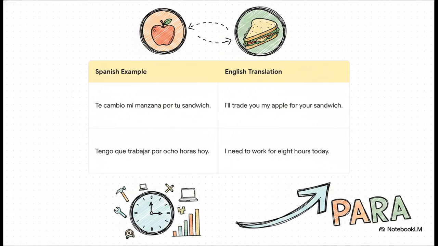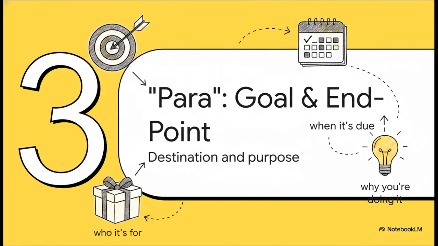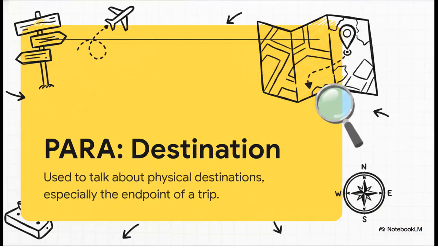Now that we've got the journey down with por, let's look at the destination with para. All right, time to shift gears and talk about para. So if por was the journey, para is 100% the destination. It's focused, it's direct, and it's all about the endpoint. Where you're going, who it's for, when it's due, and why you're even doing it. This one is probably the most straightforward use. When you're talking about a physical destination, the place you are literally going to, you're going to use para.